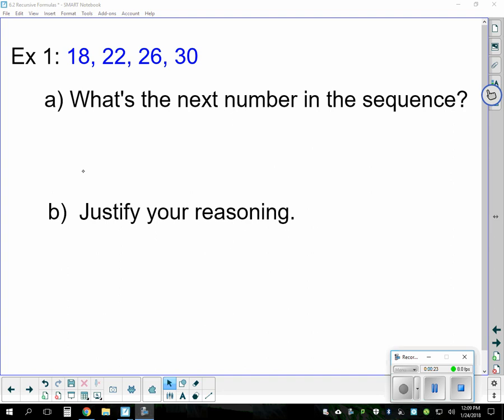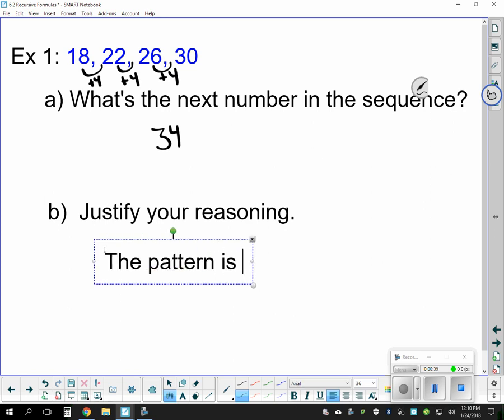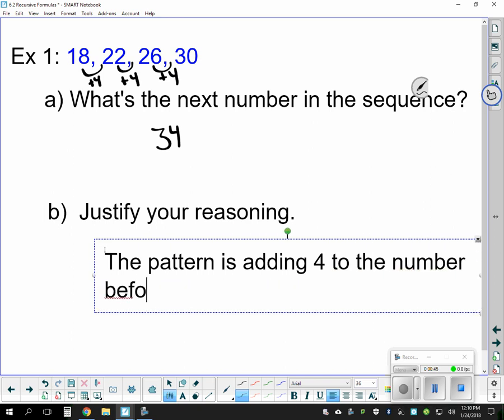So what are we doing? From 18 to 22, we added 4. 22 to 26 added 4. So it looks like our pattern is adding 4. So your next number is 34. The pattern is adding 4 to the number before the term.